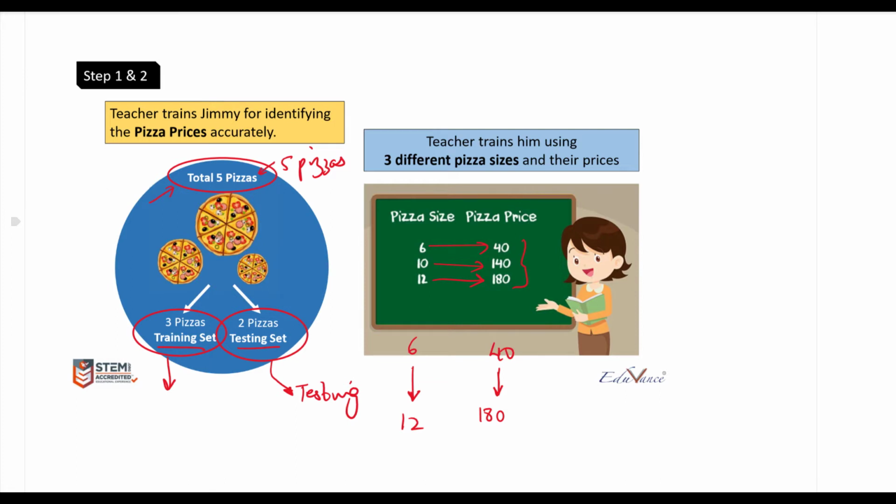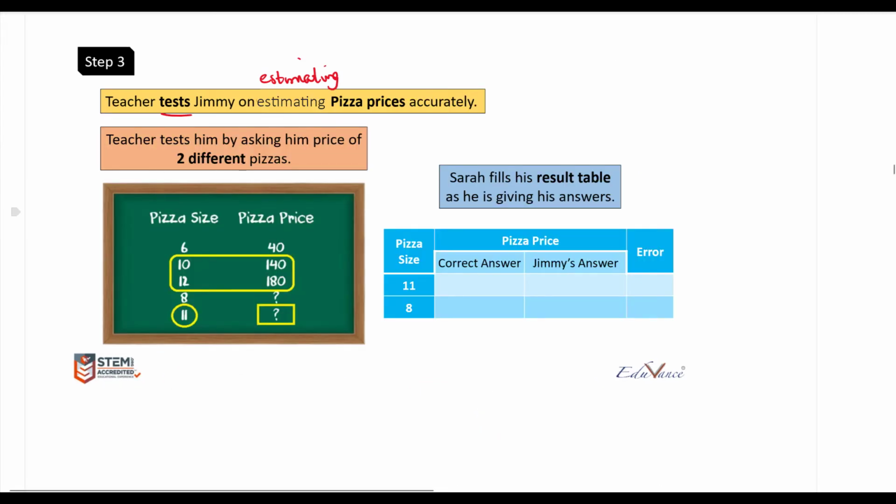Now the teacher, once she has trained Jimmy, decides to test him, and let's go ahead and look at that. In step number 3, the teacher will test Jimmy on whether he can estimate the pizza prices accurately. She gives him two pizza sizes, 8 inches and 11 inches, and asks him to estimate the price. If you remember, in the previous slide, the teacher had used 3 pizza sizes to train Jimmy, and now she is testing him with these 2 pizza sizes.